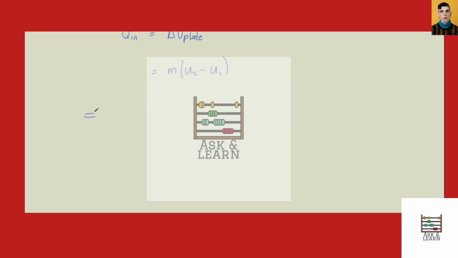So this implies that we can write this equation as follows. The rate at which heat reaches the base plate, Q dot in, times delta t. So the left-hand side becomes Q dot times delta t. And on the right-hand side, we can write m(u2 minus u1) as m c (T2 minus T1). So we're replacing the internal energy by c delta T.